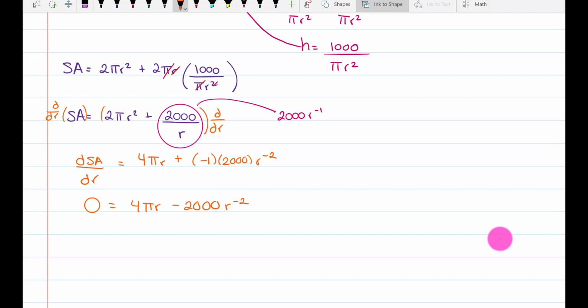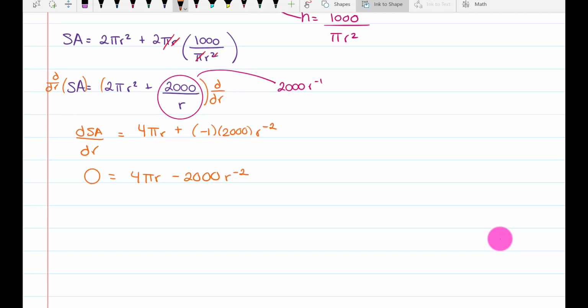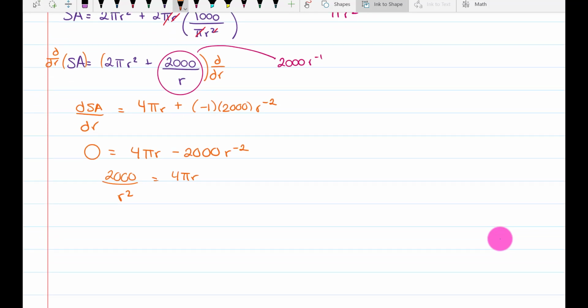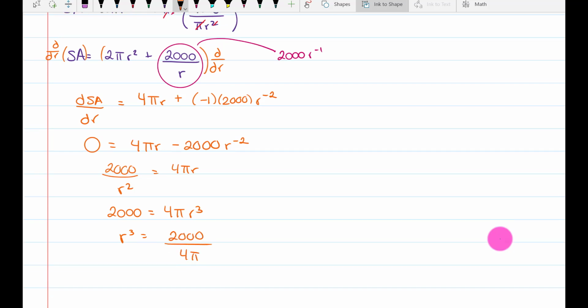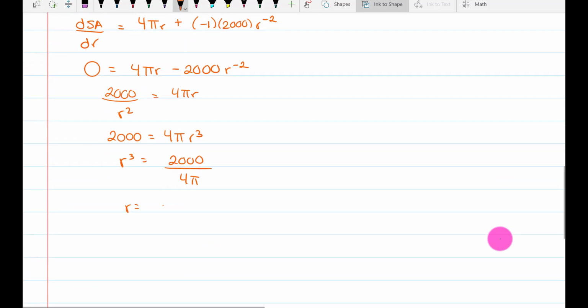R to the negative 2. I'm going to move one of them over to the other side. I get 2,000 divided by r squared equals 4 pi r. Then I'm going to multiply r squared to both sides and get 2,000 is equal to 4 pi r cubed. So I get r cubed is equal to 2,000 divided by 4 pi. So then r is equal to the cube root of 2,000 over 4 pi, which is about 5.42.